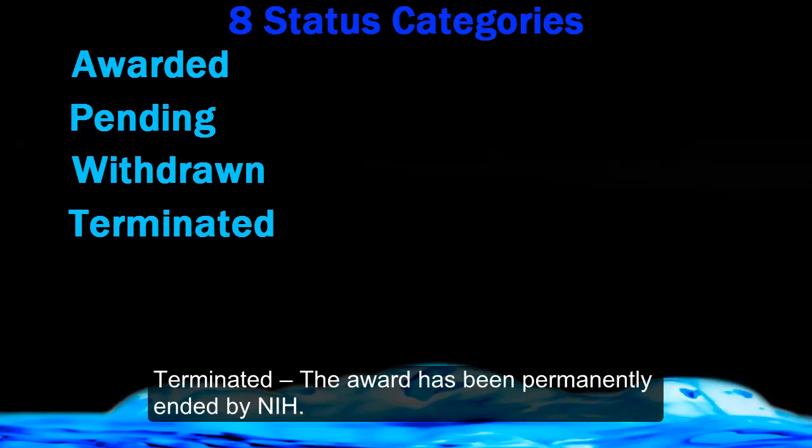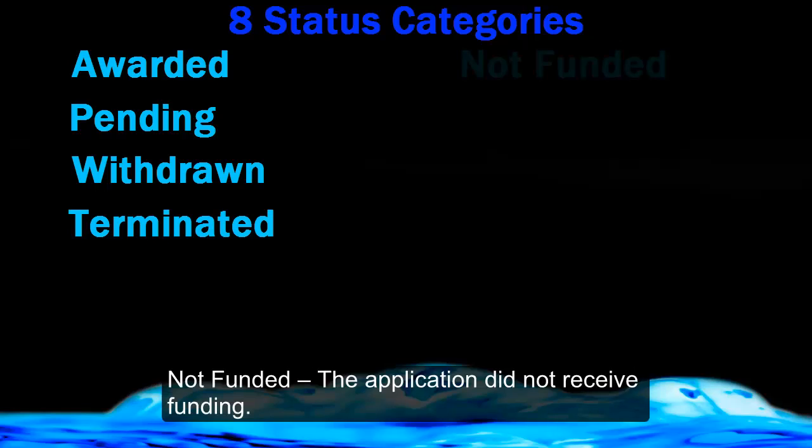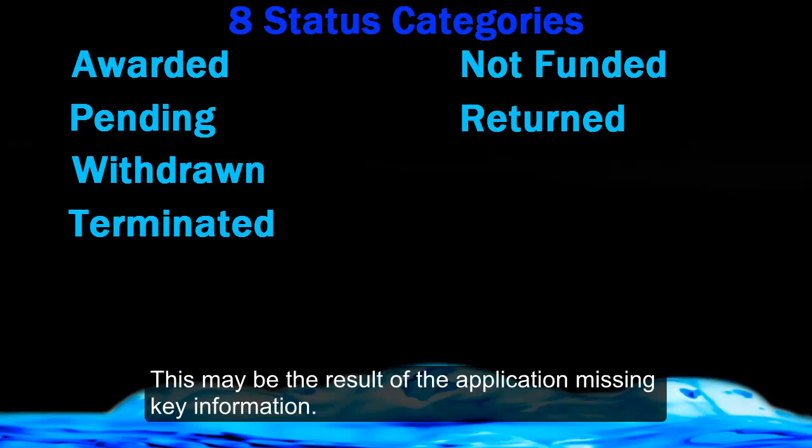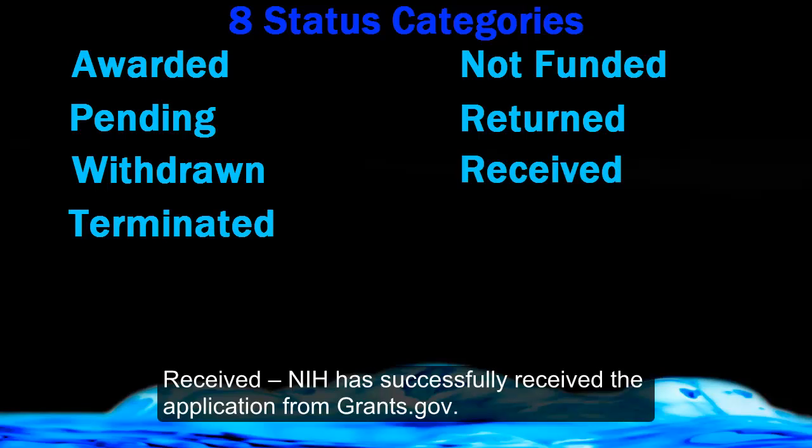Terminated. The award has been permanently ended by NIH. Not funded. The application did not receive funding. Returned. The application did not continue with the evaluation process and has been returned. This may be the result of the application missing key information. Received. NIH has successfully received the application from Grants.gov.